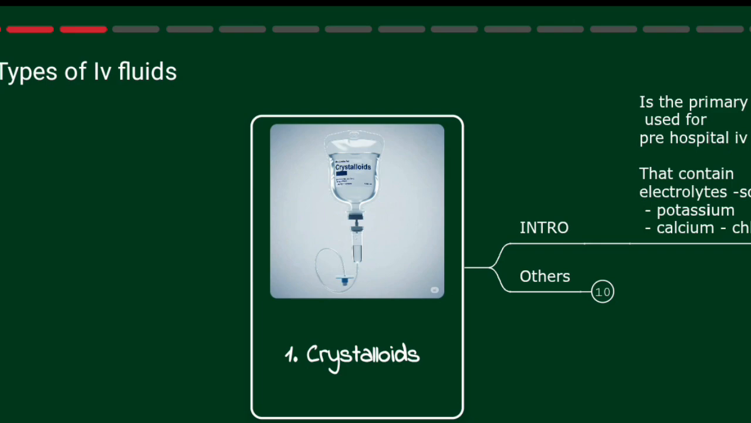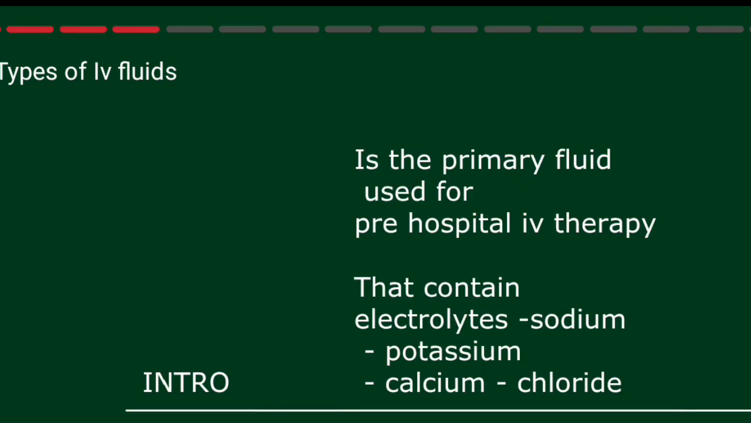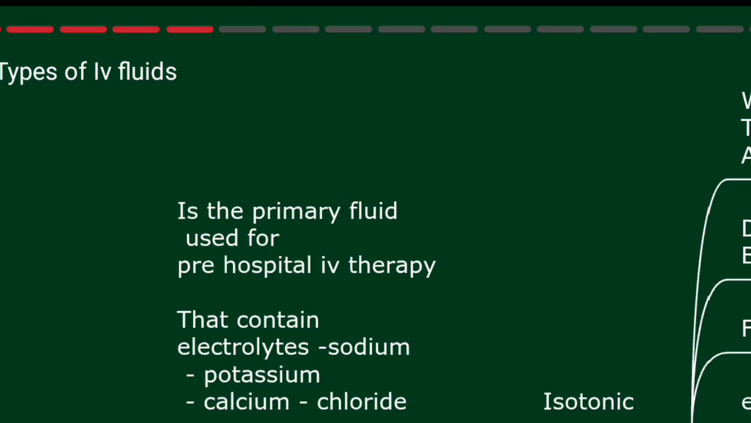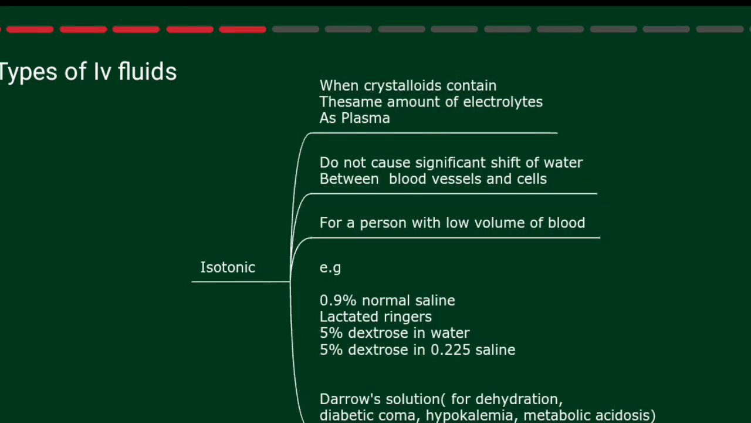What are crystalloids? Crystalloid is the primary fluid used for pre-hospital IV therapy that contains electrolytes like sodium, potassium, calcium, chloride. So what are the types of this crystalloid that we have? We have the isotonic crystalloid. Here, the crystalloids contain the same amount of electrolytes as the plasma, and they do not cause significant shift of water between the blood vessels and the cells. We use the isotonic crystalloid for a person with low blood volume.